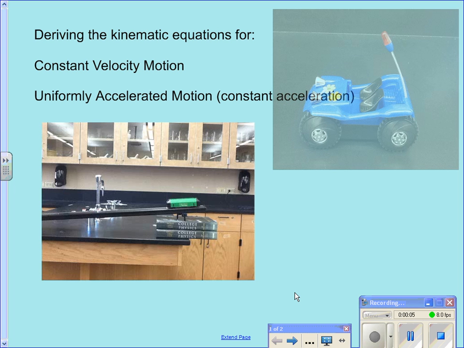We're going to go through a quick video today, at least I hope it's quick, to derive the kinematic equations, the equations of motion that we are going to be using and practicing in class for a couple days.